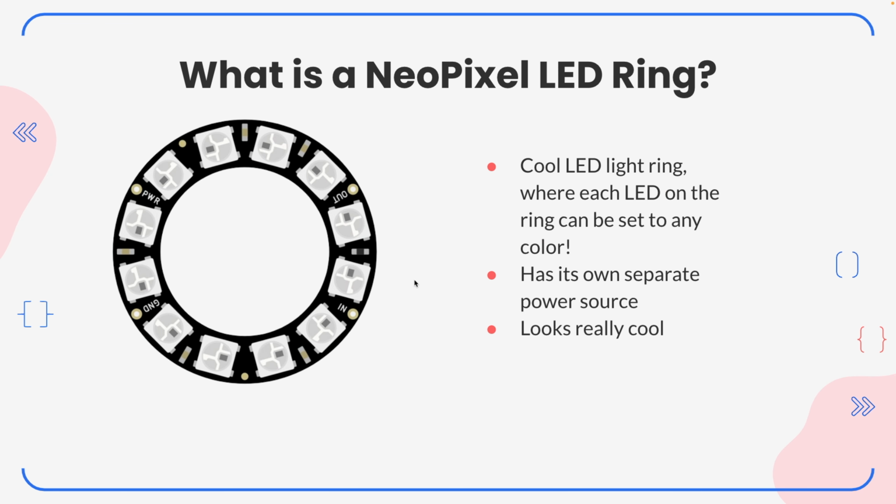So you might be wondering, well, what is it, right? It's a cool LED light ring where each LED on the ring can be set to any color. If you notice on this NeoPixel, there are 12 total LEDs. You can count them. And the thing you want to observe is that each LED here, so this is 1, this is 2, 3, 4, etc., you can set to any color and any intensity, okay? That's the main idea. It has its own separate power source, and what I mean by that is there is a power line that you have to give to it from the Arduino 5-volt line. And it just looks really cool.